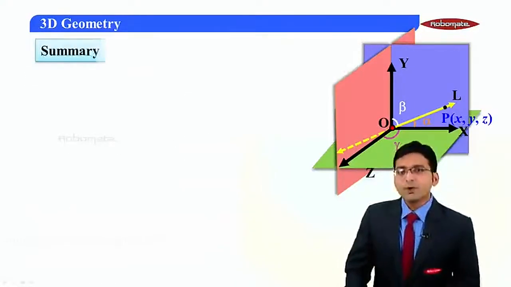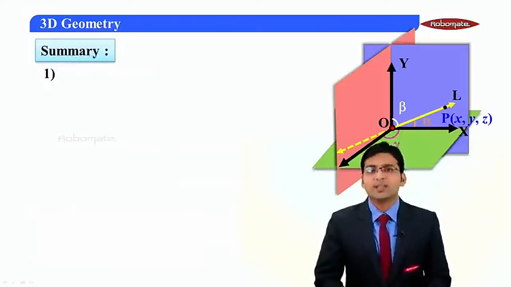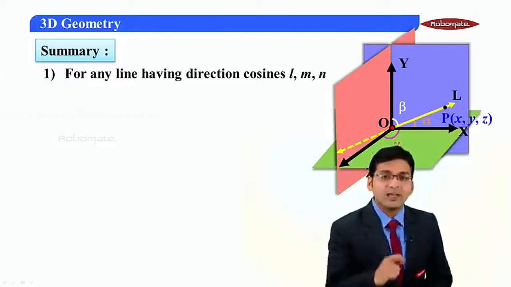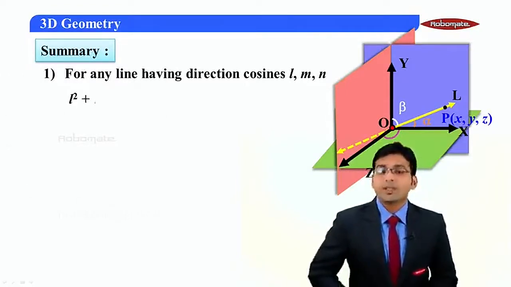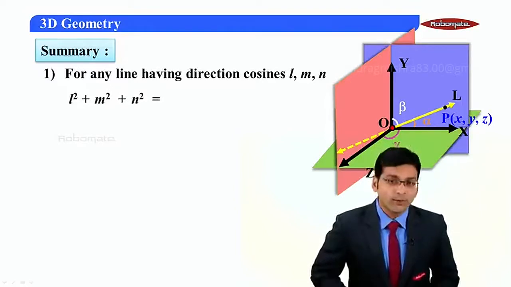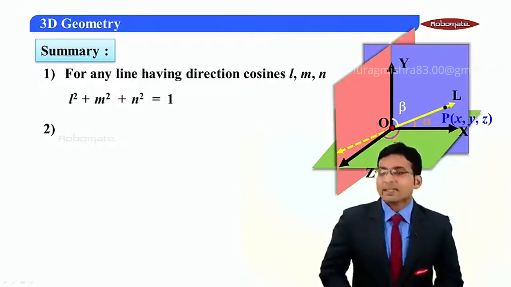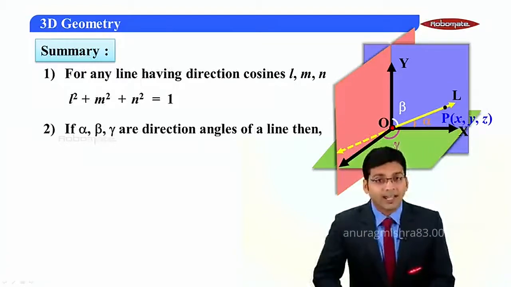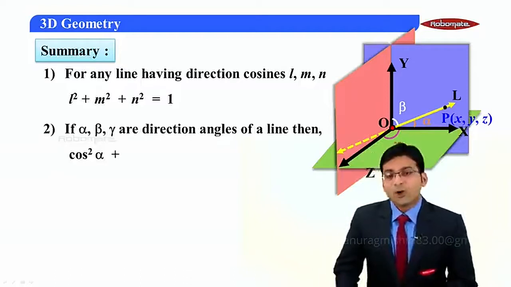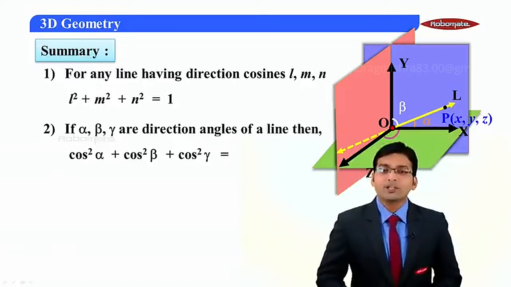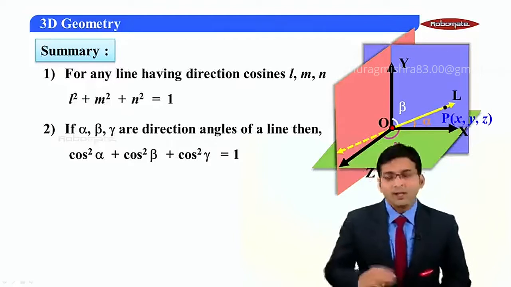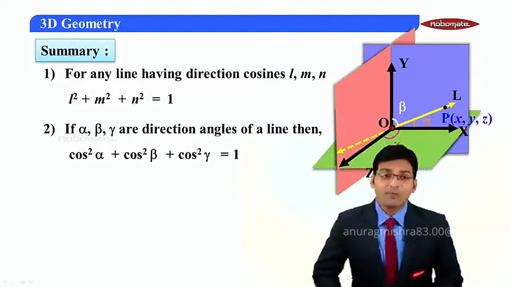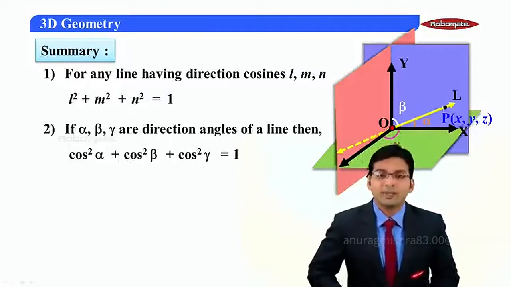Fine. So if we want to summarize all these results, we can say, first pointer, for any line having direction cosines l, m, n, l square plus m square plus n square is always 1. Okay students. Second pointer, if alpha, beta, gamma are direction angles of a line, then cos square alpha plus cos square beta plus cos square gamma will be 1. Now as it is very much clear, this is obtained from the first statement only, but for problems we require the relation between alpha, beta, gamma.